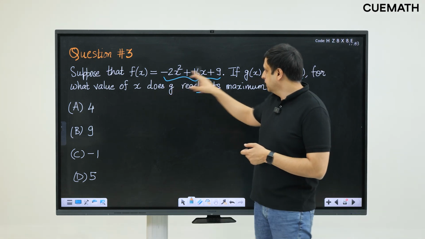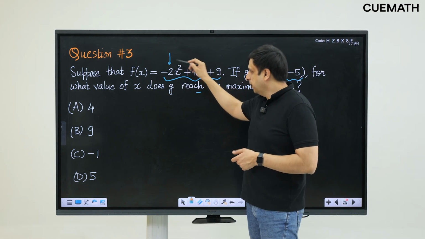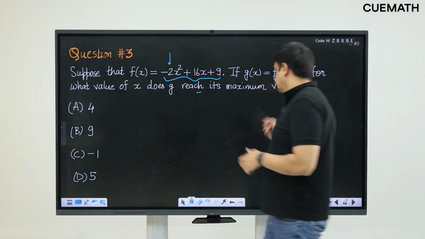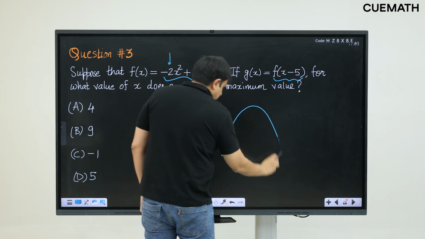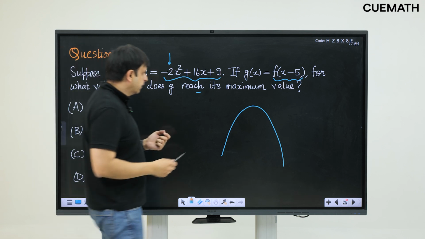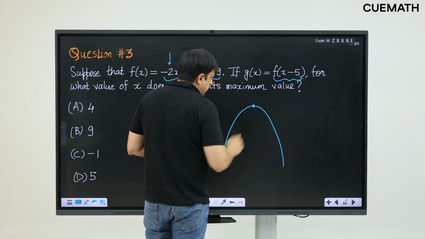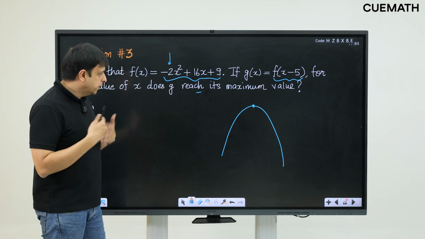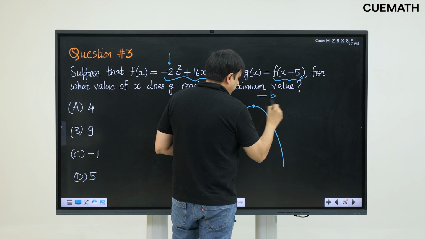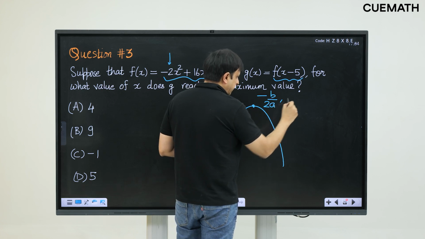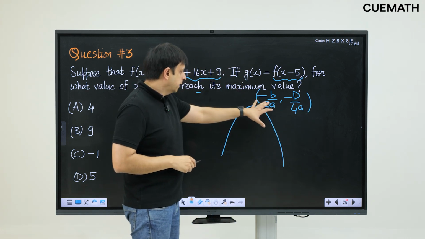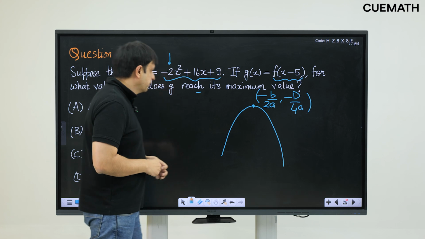In this case, f of x is a quadratic polynomial which will open downward. The parabola will open downward because the coefficient of x square is negative. So, let us actually just draw a parabola that opens downward, and therefore it will have a vertex here where the value of the quadratic polynomial will be maximized. The coordinates of the vertex are, and you have to remember this, minus b by 2a, minus d by 4a. So, these are the coordinates of the vertex. Minus b by 2a is the x coordinate, minus d by 4a is the y coordinate.